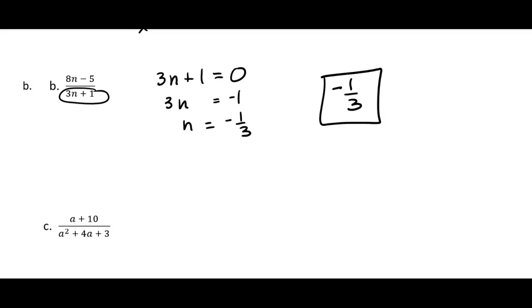And if you're worried about the numerator, the 8n minus 5, don't worry about it. We're just looking for values that make the expression undefined. And the denominator, what makes it undefined is when the denominator equals 0. So that's what we can't have. Okay, so we have one more.